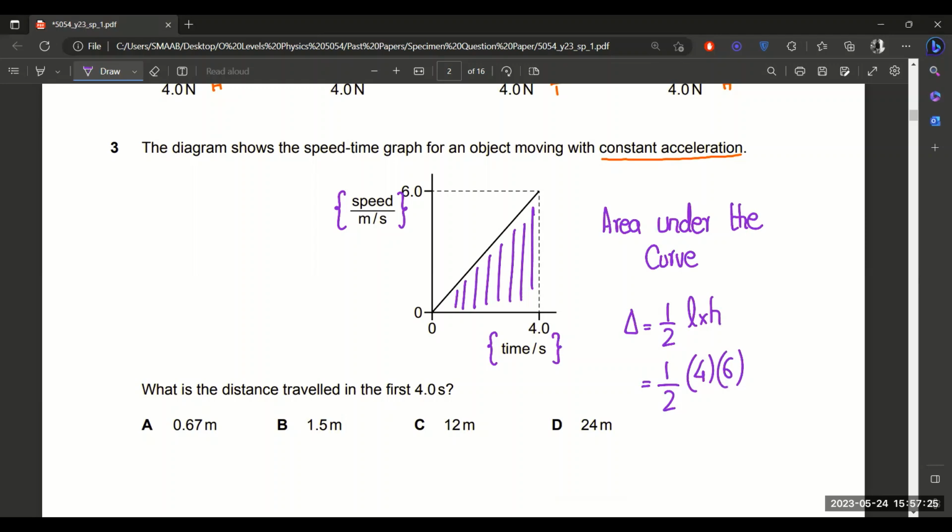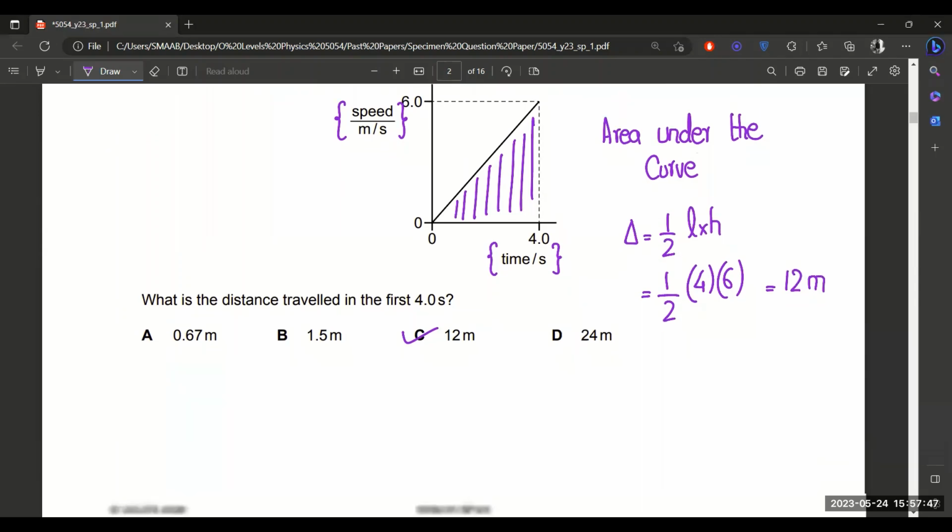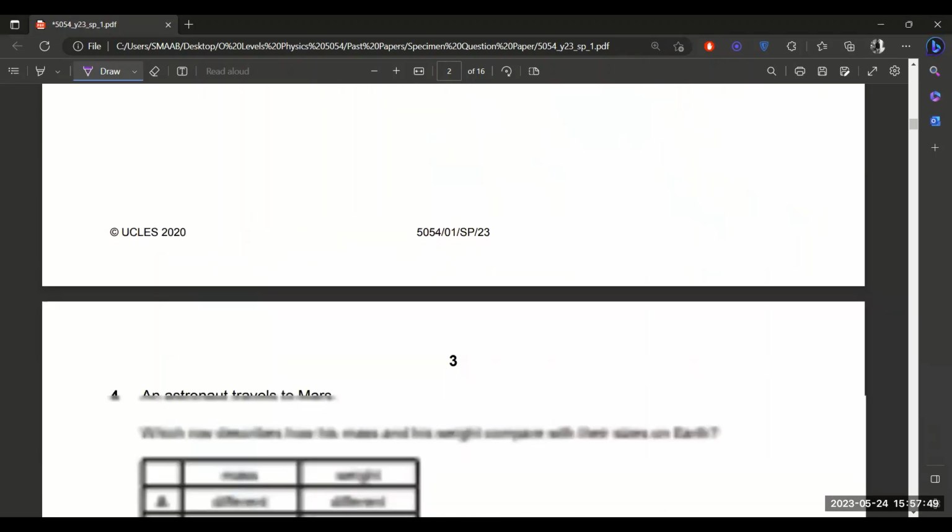So we just need to multiply 6 by 4. So 24 divided by 2, so we will get the answer. So C is the right answer. We are getting 12. So that's also very simple. You need the basics to calculate the distance or area under the curve.